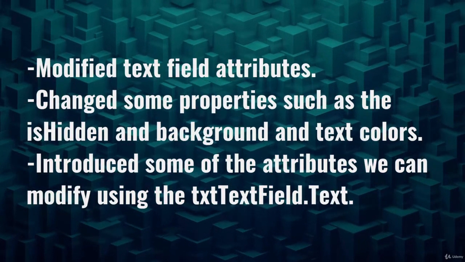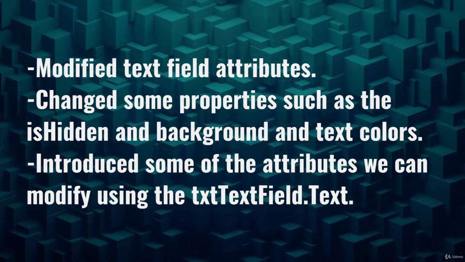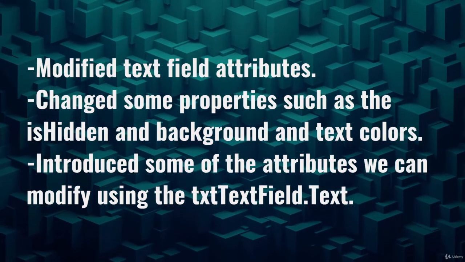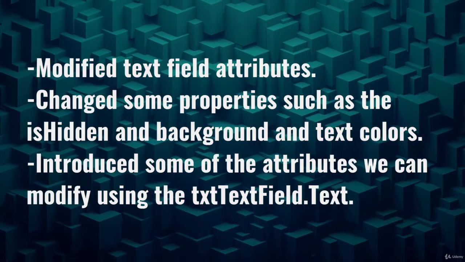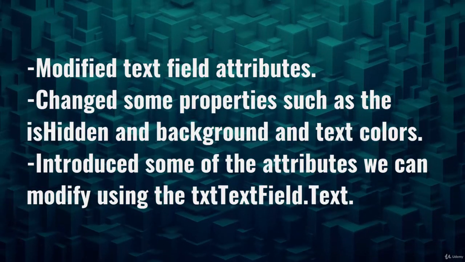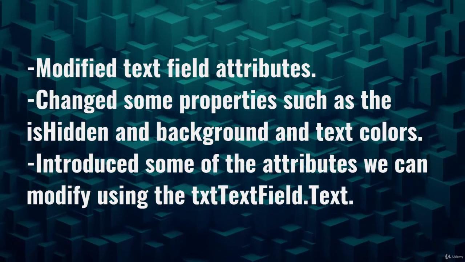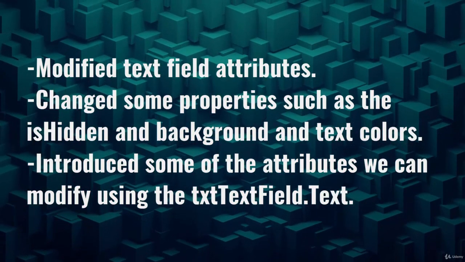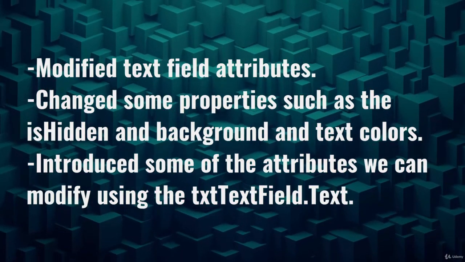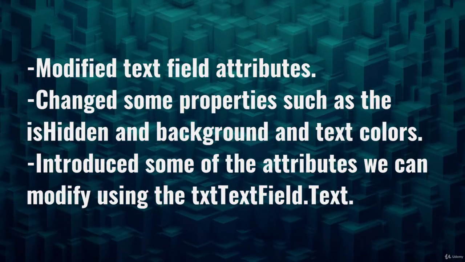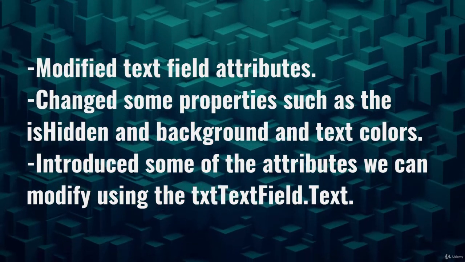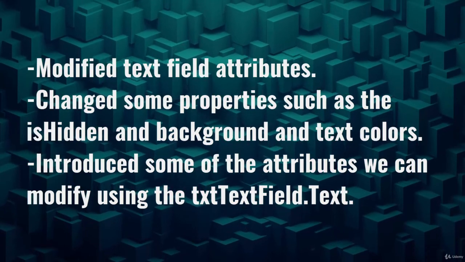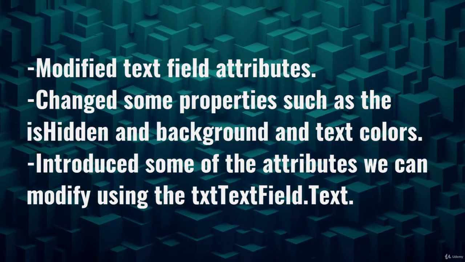So we also introduced some of the attributes we can modify using the txt text field .text dot. This is going to modify the actual text within the text field. So we can retrieve stuff, we can add stuff in, and functions like that, which is going to be very useful as well. A lot of the modification will be more geared towards labels rather than text inputs, because with text inputs we just want the input and then we want to do something with it, whereas with labels it's going to be displaying stuff, modifying the contents of displays, and stuff like that.